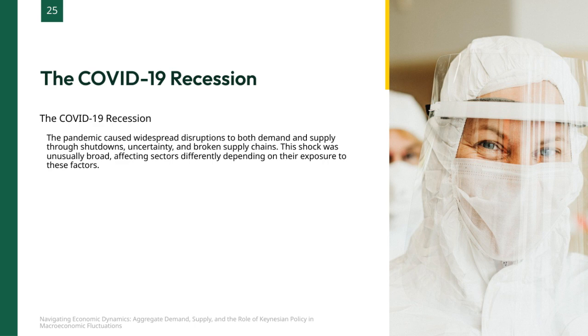What makes this recession particularly unusual is how unevenly it affected different sectors. Some industries faced severe impacts due to their direct exposure to these disruptions, while others were less affected or impacted in different ways. This broad shock reshaped many aspects of the global economy in ways we're still analyzing today.